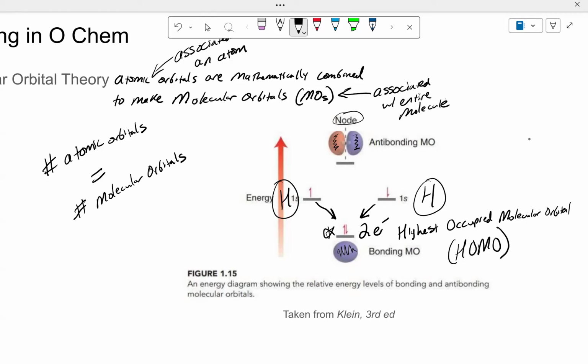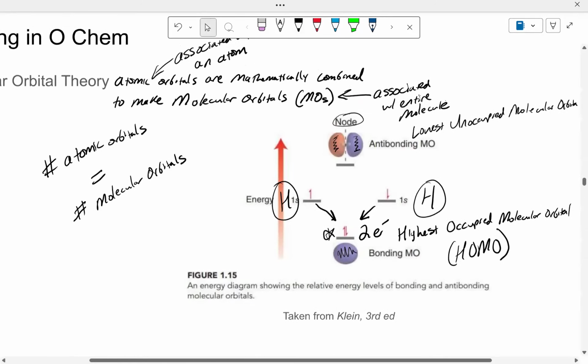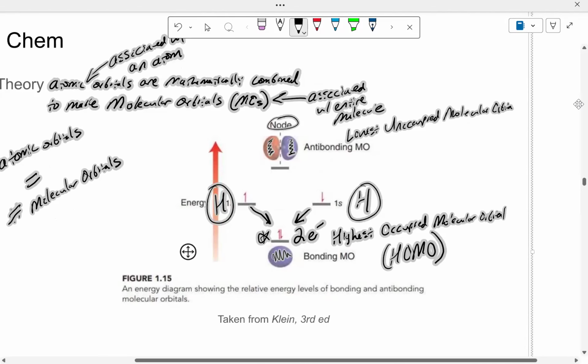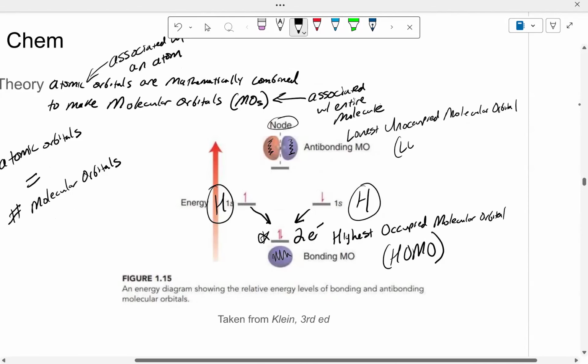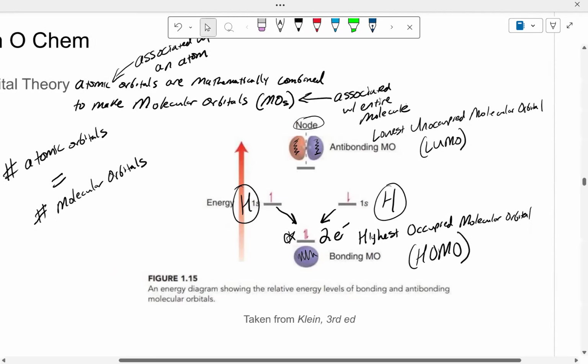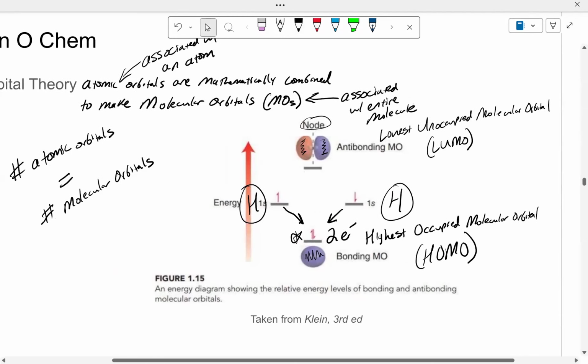Now, the next one that we like to look at is what we call the lowest unoccupied molecular orbital, also known as the LUMO. And again, if we break the name down, that is the molecular orbital that has the lowest energy but is unoccupied. It's got to fit both of those terms. Lowest energy, but it's empty.